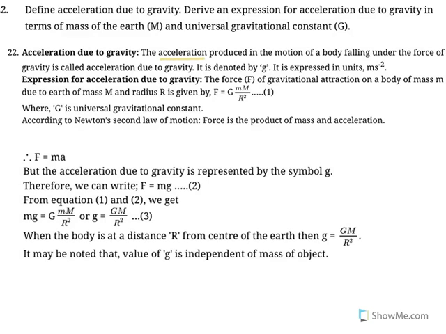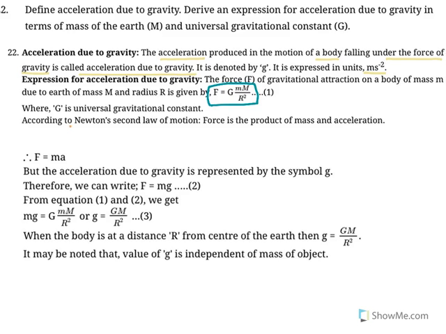Acceleration due to gravity is the acceleration produced in a body falling under the force of gravity, and it is expressed in the unit meter per second squared (m/s²). To find the acceleration due to gravity, we know first that the force is given by G m M over r square, by Newton's universal law of gravitation.